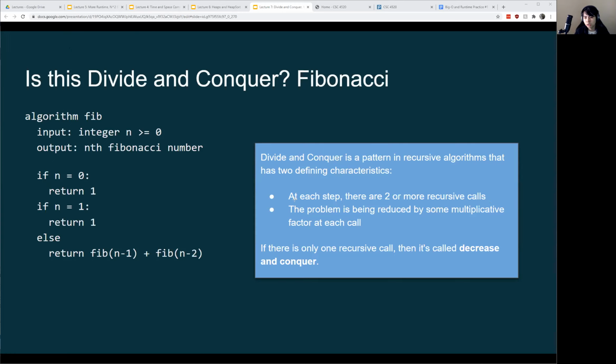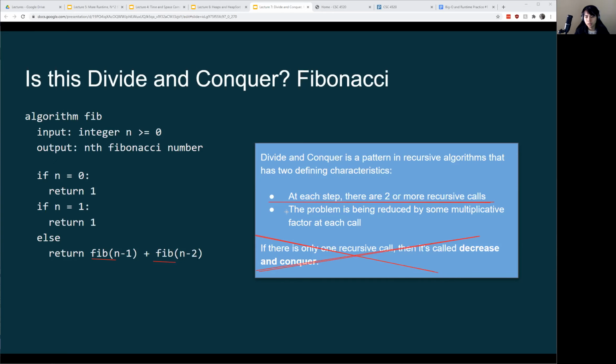Are there 2 or more recursive calls in this case? Yes or no? Type it in chat. Yes, right? Because there's 1 call here and 1 call here. So by definition, it can't be decrease and conquer. We're already in a place where decrease and conquer can't be true.